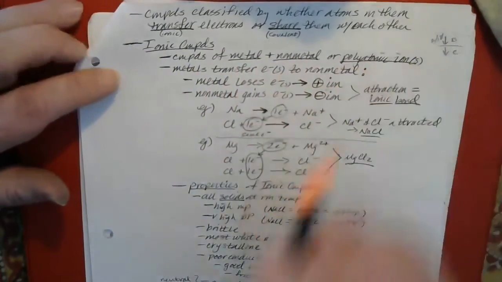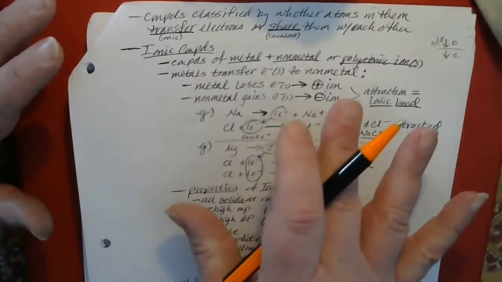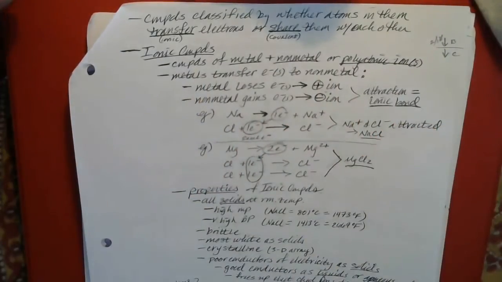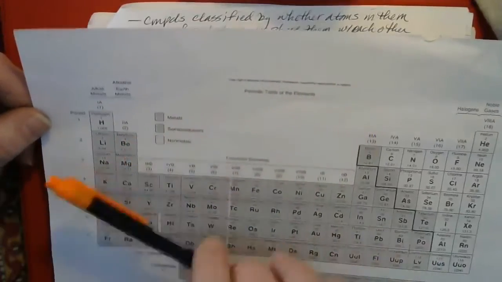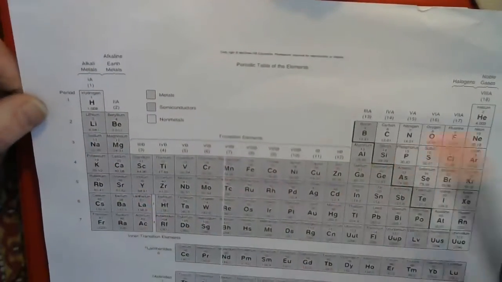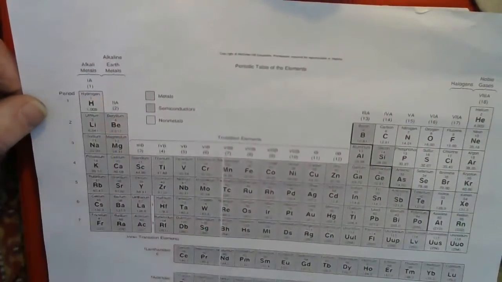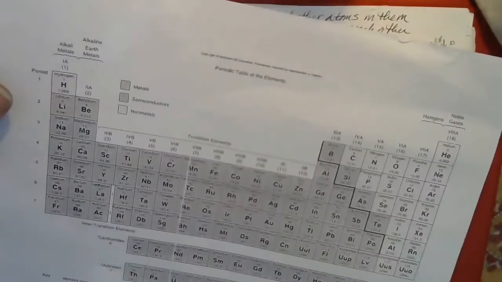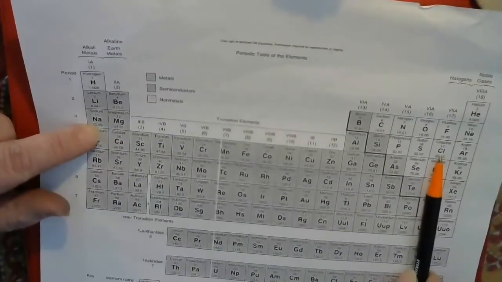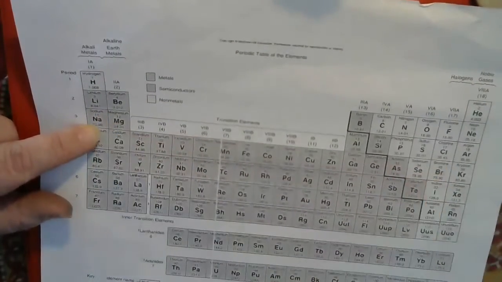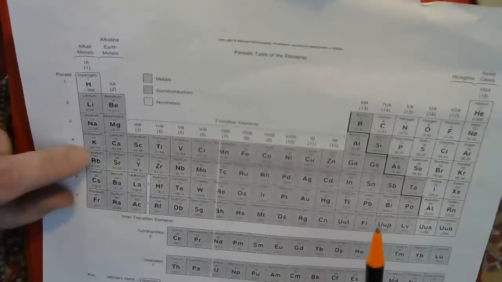polyatomic ion. So it's important to have familiarity with the layout of the periodic table so that you can recognize which elements are metals and which ones are non-metals and hydrogen. And if you see a metal and a non-metal together, that means that that's an ionic compound, like sodium chloride, NaCl, metal, non-metal. That's an ionic compound.